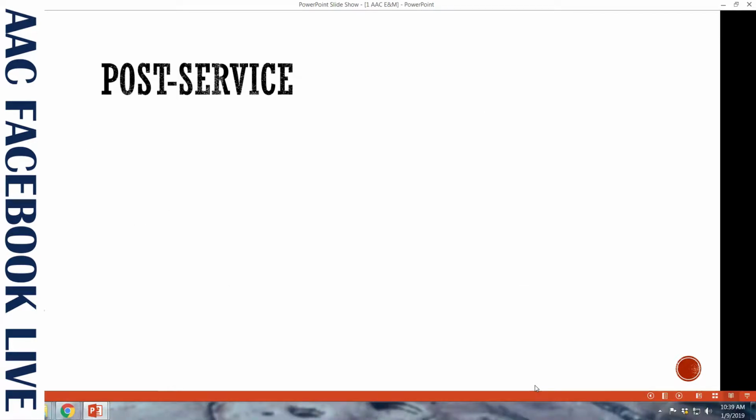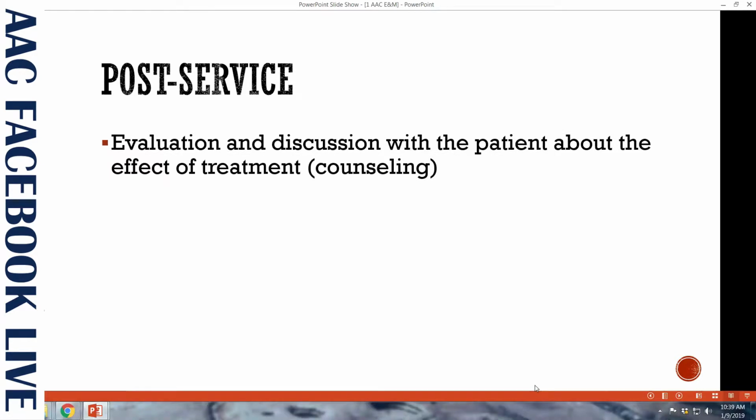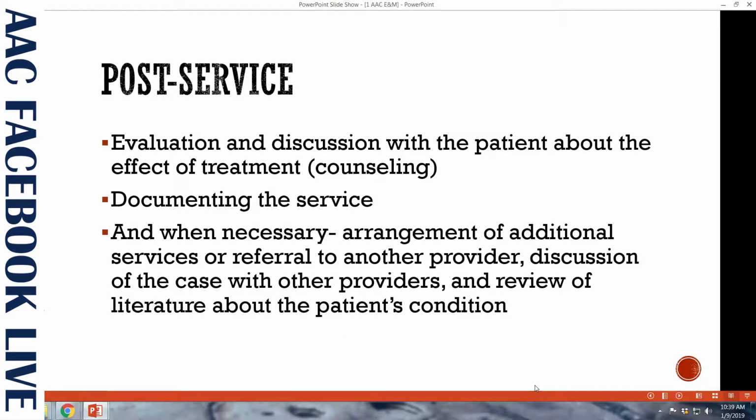But then what about the post-service? Well, post-service includes, after removing the needles, having the patient sit up, evaluate their progress as a result of today's treatment, and probably some discussion with the patient or counseling. Maybe you're going to tell them about sleeping more hours, eating something different, drinking more water, and so on. So there's always a little bit of counseling included. It, of course, would include documenting the services as well. And then any necessary arrangement with referral or other providers would be included.